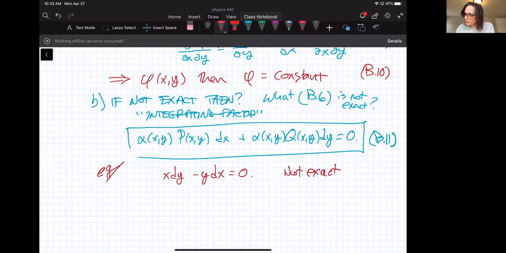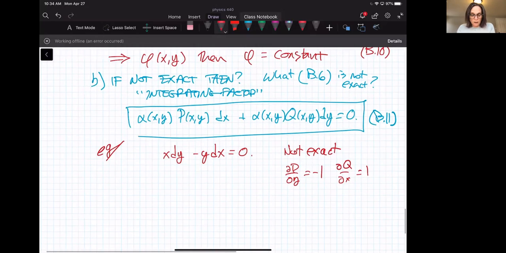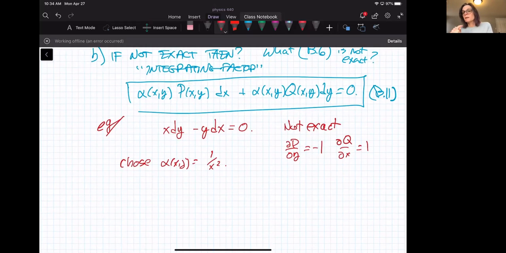And the reason why you know it's not exact is if you were to take dP dy, that would be equal to minus 1. And if you took dQ dx, that would be equal to 1. Right? Now, if on the other hand, you chose alpha of x, y to be 1 over x squared. Why? Because you happen to know the answer to the problem. That's the problem with integrating factors, is that they're, well, always true, seldom useful, right? It's hard to know what the integrating factor is ahead of time without a lot of experience.